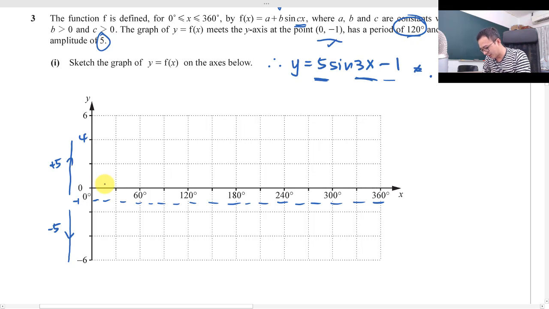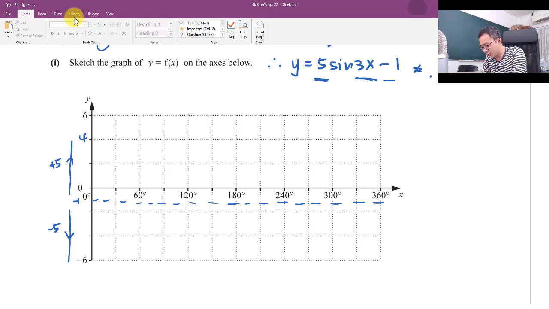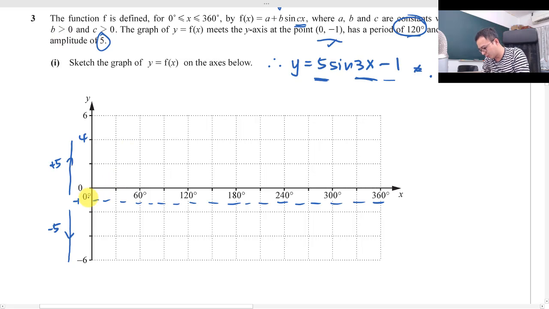So therefore, I should plot my coordinate here to make the thing look easier to draw. 1, 2, 3, 4, 5. This is my 1 cycle. 2 cycle over here. And then 3 cycle over here. Alright, then I will just draw it.